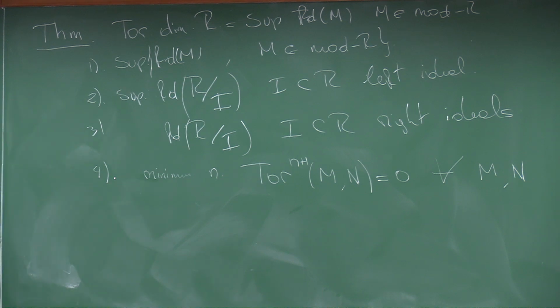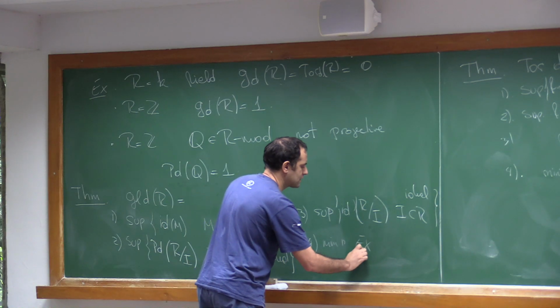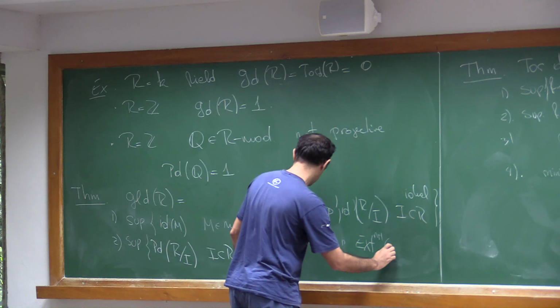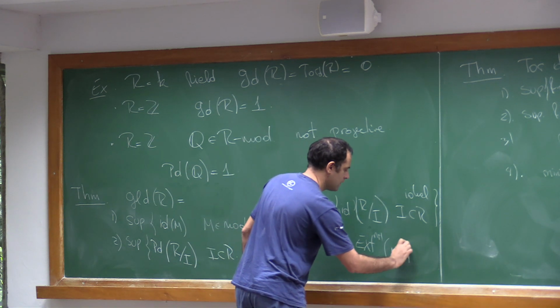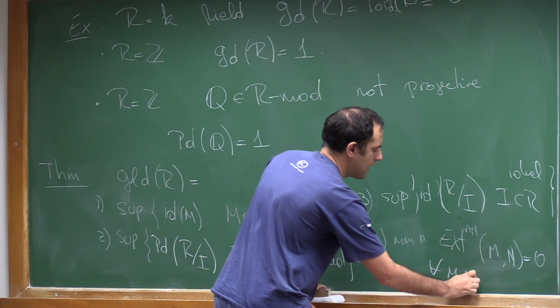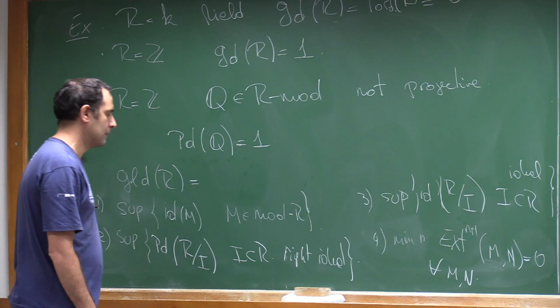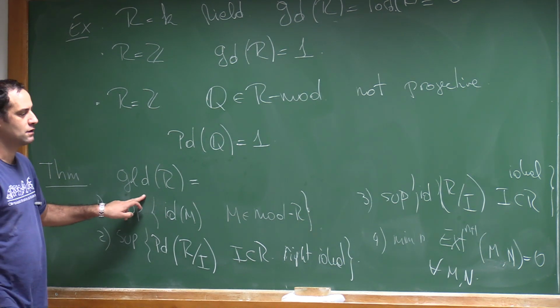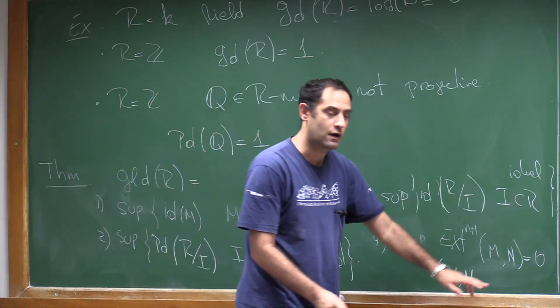And I think I could do the same thing here. So this is again the minimum n such that Ext n plus 1 mn is 0, and here for every m and n. These are all R modules. So this is the right global dimension. So this is Ext on right R modules.